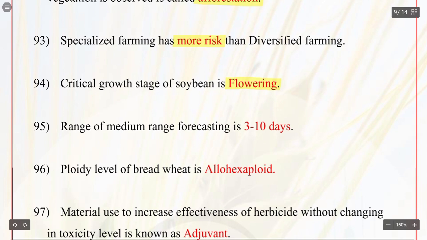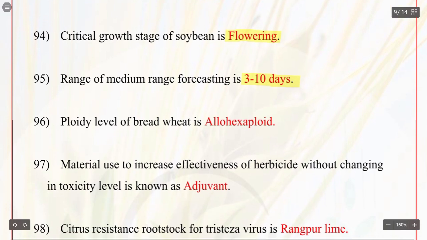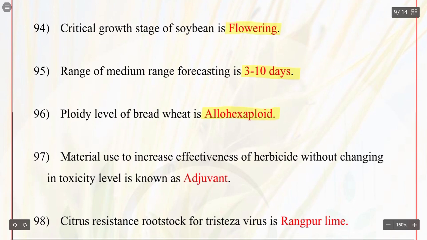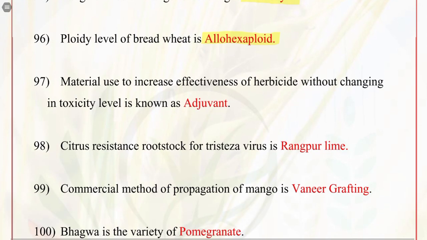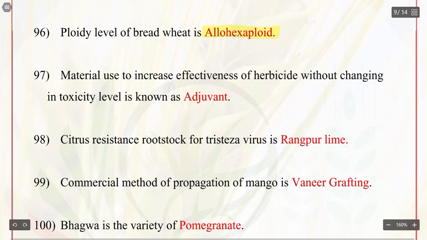Next, range of medium range forecasting is 3 to 10 days. Question number 96. Ploidy level of bread wheat is allohexaploid. Question number 97. Material used to increase effectiveness of herbicide without changing in toxicity level is known as adjuvant.